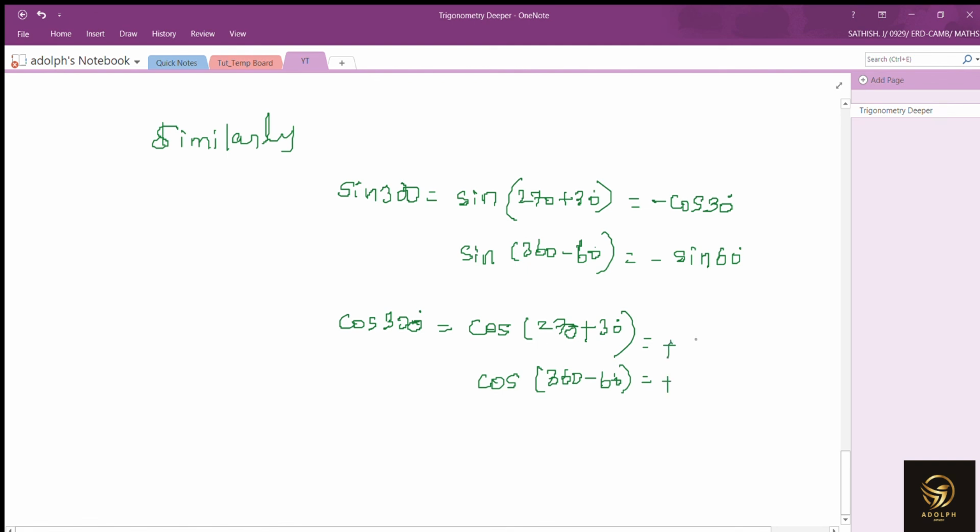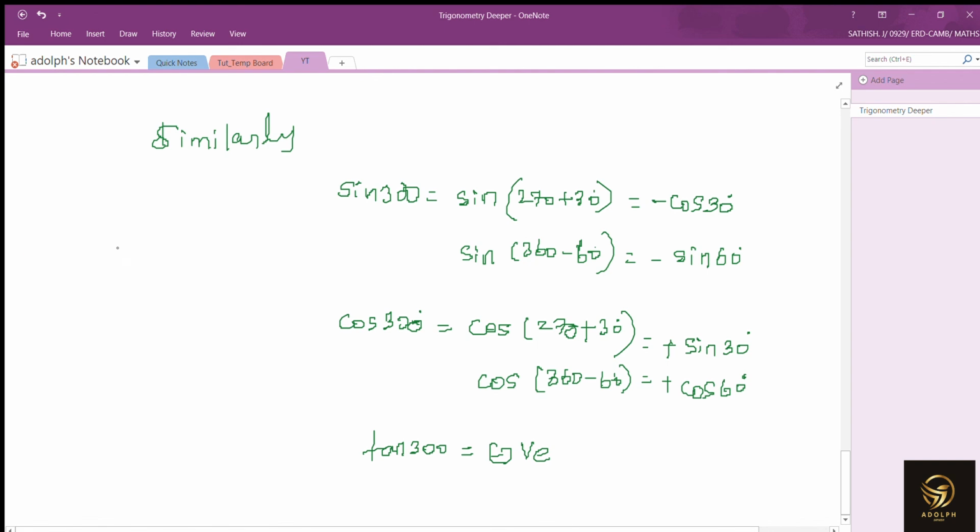Then cos 270 will change into sine 30, then cos 360 will remain as cos, and the angle is going to be 60. Then what will be the sign for tan 300? Yes, it is going to be a negative value, because only cos is positive.